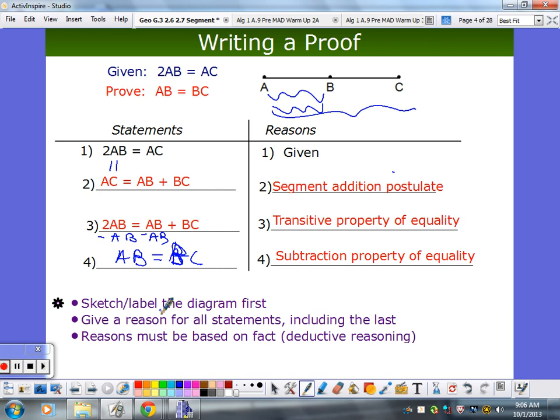To write a proof, you have your given, and you have what you want to prove. If they don't give you a diagram, you draw the diagram. Sketch first, make sure you have a reason for everything, and make sure your reason isn't "a miracle occurred." Remember that was in our other chart. It has to be something we've proven already or we know to be true.